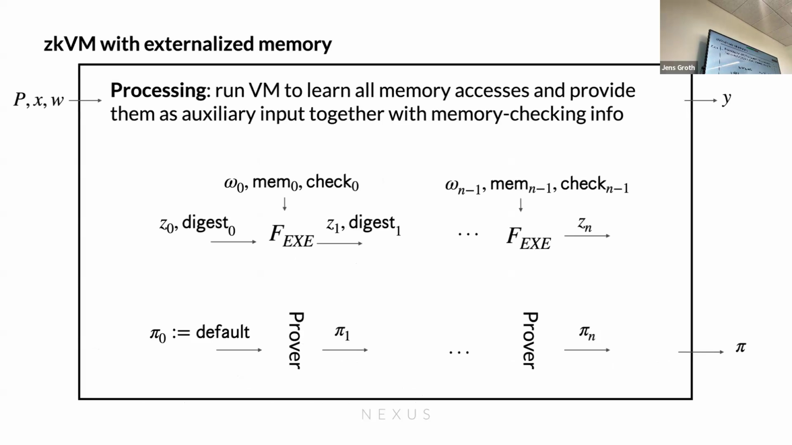Okay, so we want to have some system such that we can feed in checks of the memory, and we would want the prover here to check that in every step.